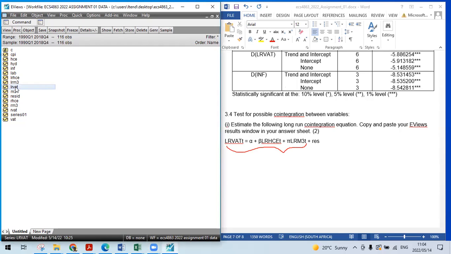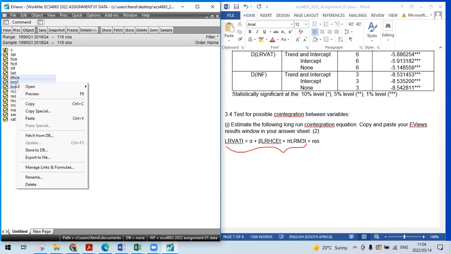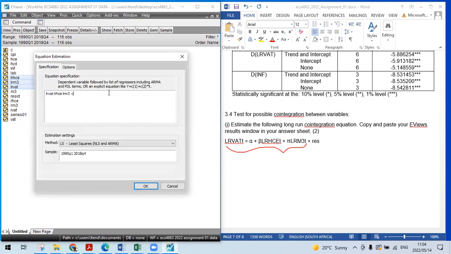Then I have to press the Control button on the keyboard. Which one should I pick next? LRHCE. Then the next one, this one, right? Then I let go of the button. I right click, open as equation. There, that's what I have.